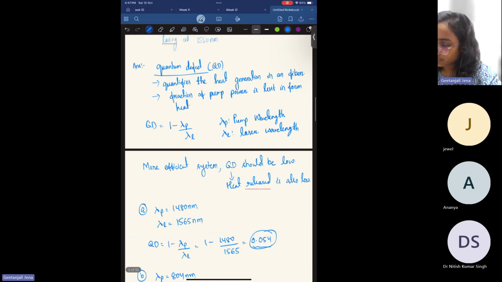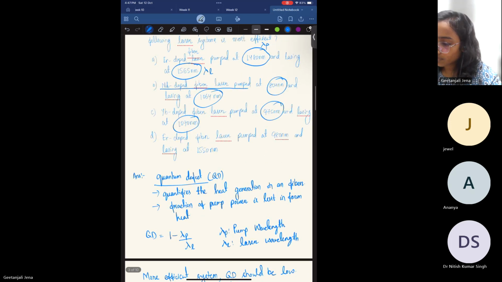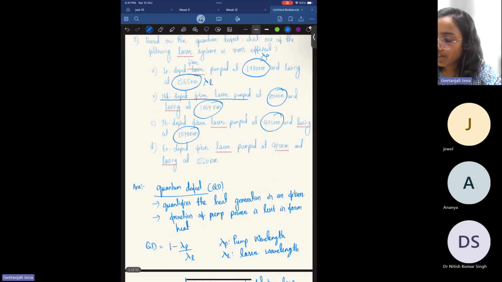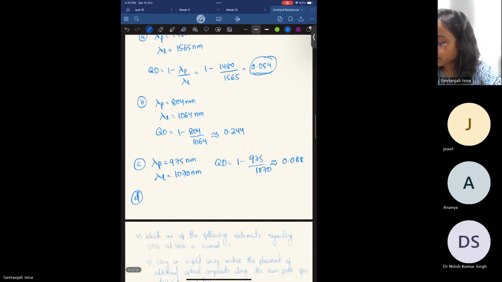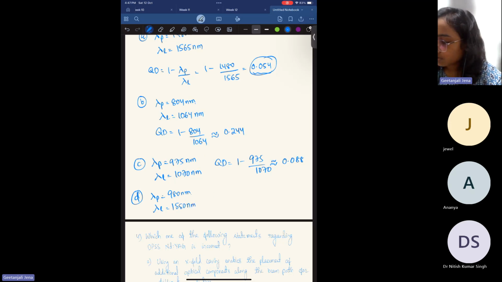And the last option is erbium doped fiber laser pumping at 980 nanometer and lasing at 1550 nanometer. So lambda p is 980 nanometer and lambda L is 1550 nanometer. That means QD will come around 1 minus 980 divided by 1550, which is about 0.3677.